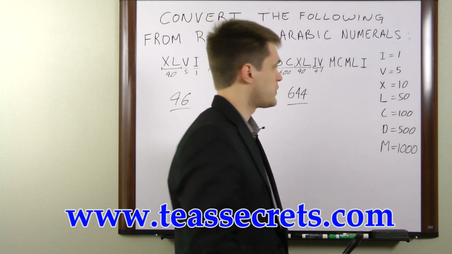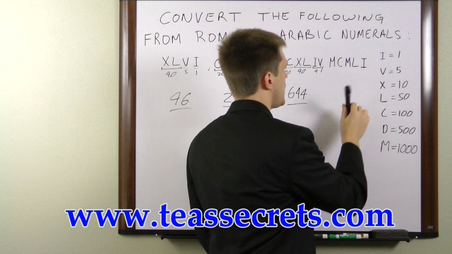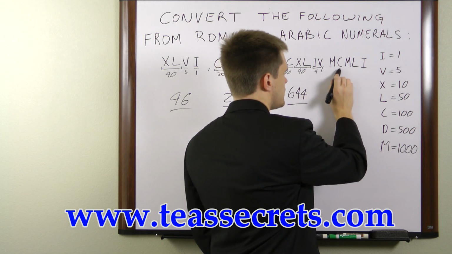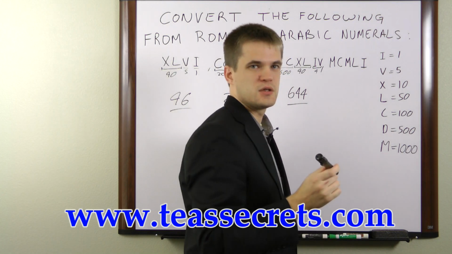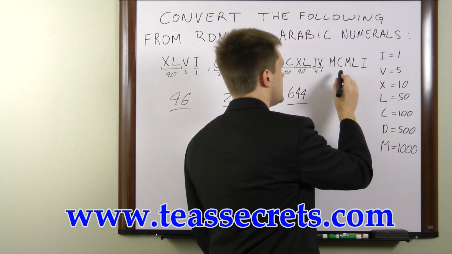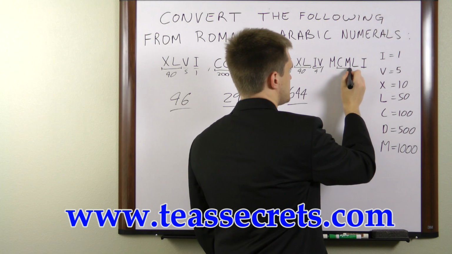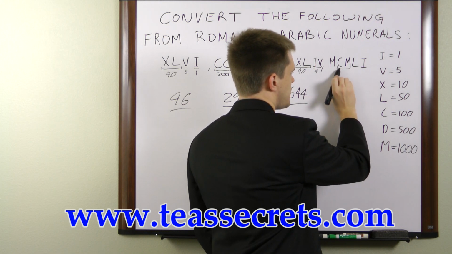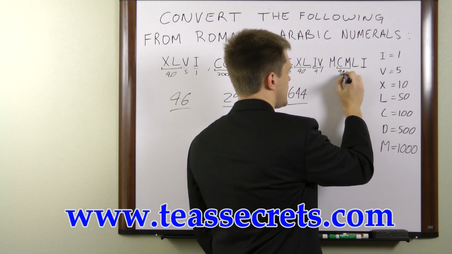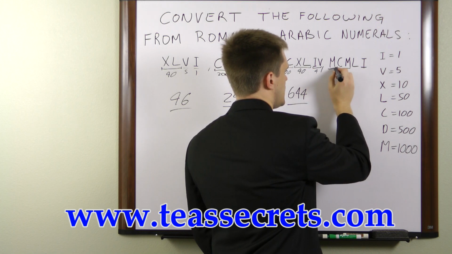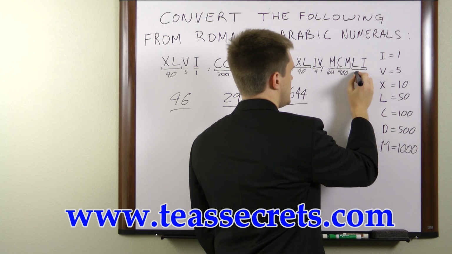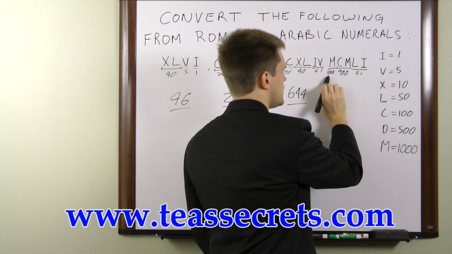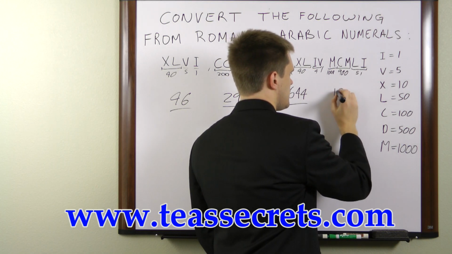In the final example, we have MCMLI, 1,000, 100, 1,000, 50, and 1. So the only instance of going from lower to higher is C and M. So this becomes 1,000 minus 100. So this is 900 here. And then this M is 1,000, and this L and I is 51. So we have 1,951.